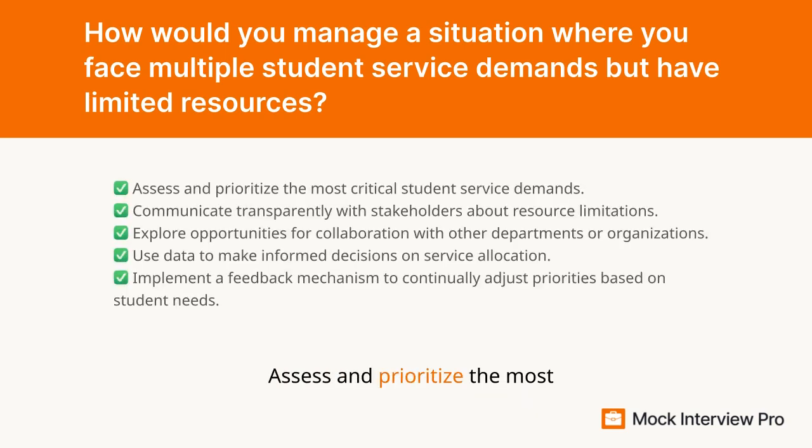Assess and prioritize the most critical student service demands. Communicate transparently with stakeholders about resource limitations. Explore opportunities for collaboration with other departments or organizations. Use data to make informed decisions on service allocation. Implement a feedback mechanism to continually adjust priorities based on student needs.